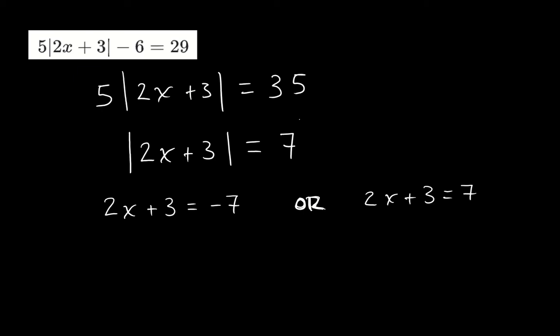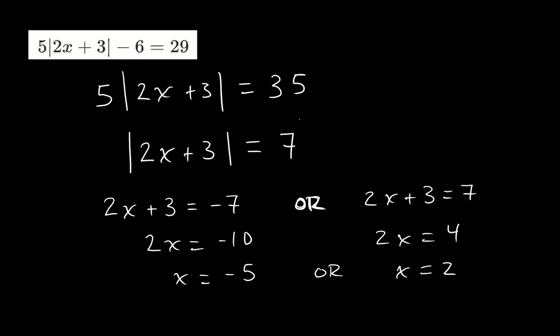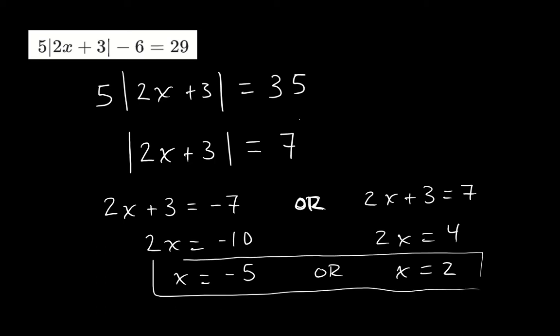And to solve these, we're going to do the same two steps on both of them, right? We're going to take away 3, so this is going to become 2x equals negative 10. Therefore, x is negative 5, or 2x equals 4. Therefore, x equals the number 2. So my solution is that x could be either negative 5, or it could be 2.